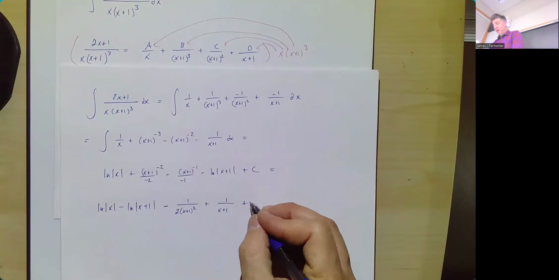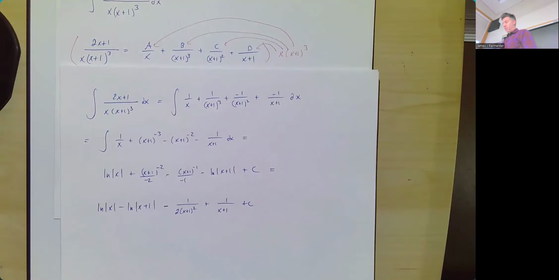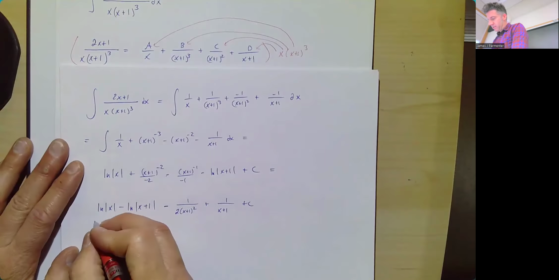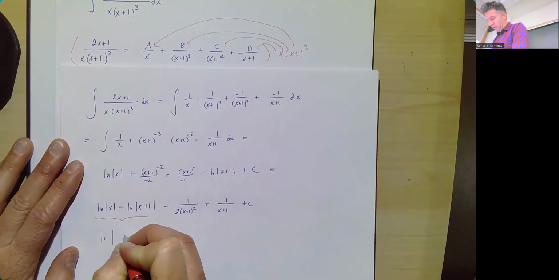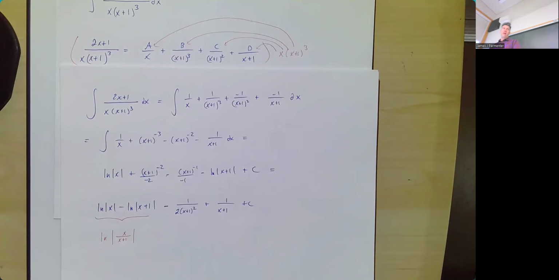And if you're looking at a textbook and the answer, they'll probably write it as the natural log of the absolute value of x over x plus 1 instead of the natural log of x minus the natural log of x plus 1. It's pretty standard to compress that like that. You shouldn't take the time or the mental energy to do that on an exam. You should stop here.